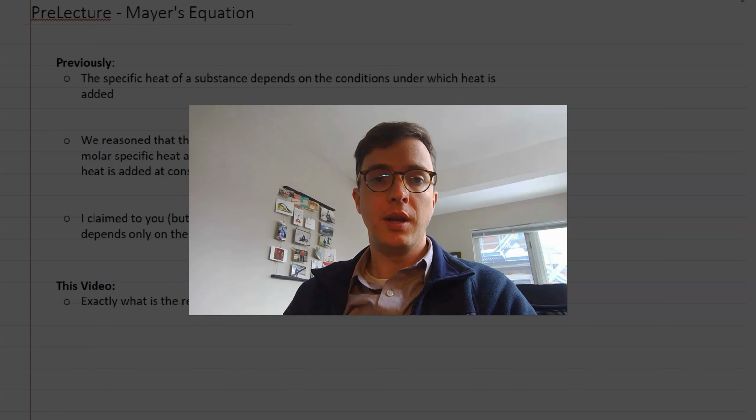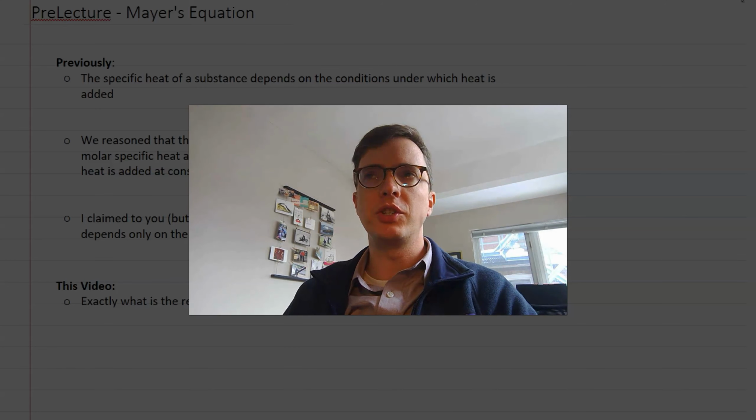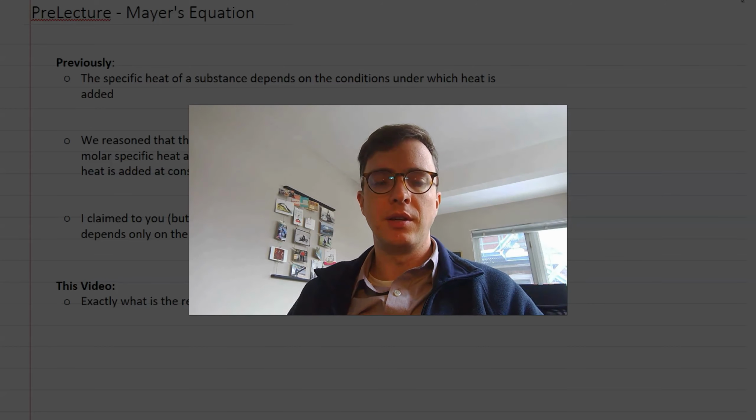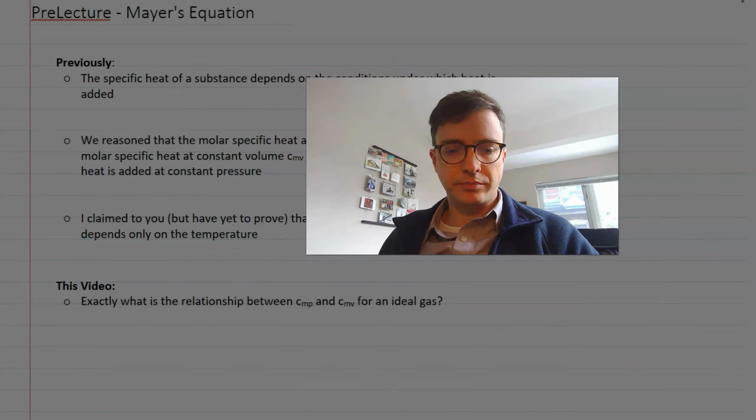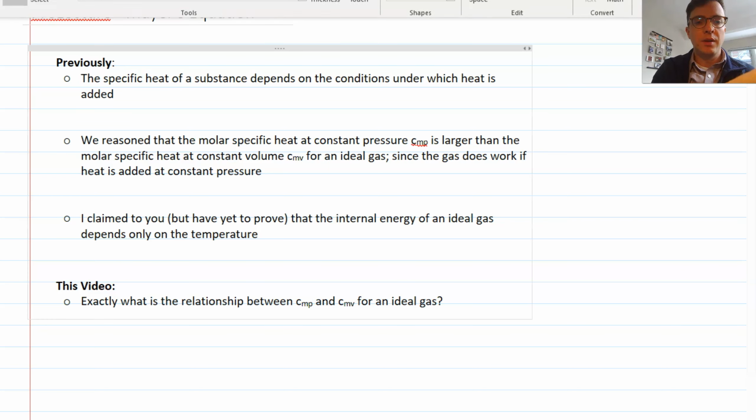Hello again, everyone. In this video, I want to get a little more quantitative detail about the relationship between the heat capacity at constant volume and the heat capacity at constant pressure. So previously, we've mentioned that the specific heat of a substance depends on how you add the heat. If I add 10 joules of heat to something, its temperature will go up by some amount. But that amount will depend on the conditions under which the heat is added.